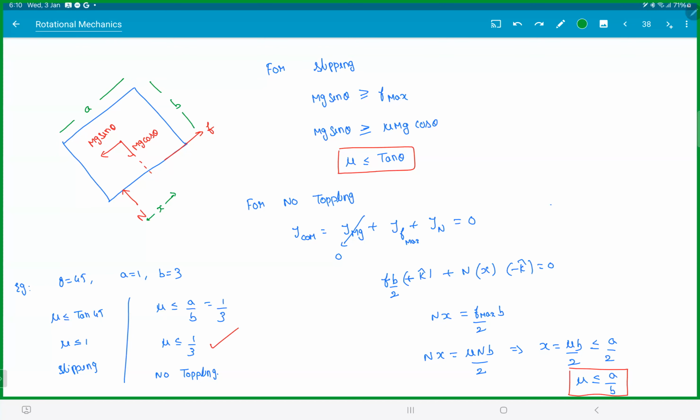So if you understood till here, you're pretty good with torque calculations. Like I said, in this entire chapter, there are three main basic things. One is calculation of torque. Second is calculation of moment of inertia. Third is the no slipping condition. If you know these three things, 70% of the chapter is in your hands. So this is the first part.